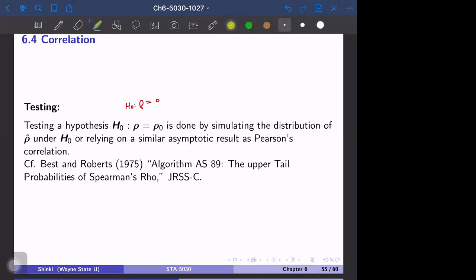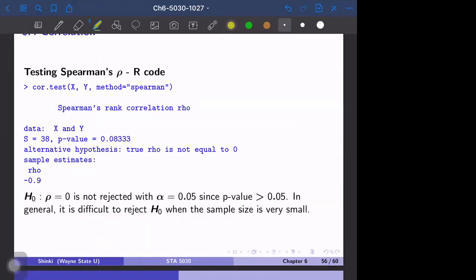But for the general case, rho is equal to rho naught. If you want to test this, we need a more complicated simulation, and this paper describes the method. In R, we can still use the cor.test function to test Spearman's rho. Last time we used cor.test for the Pearson's correlation, but you can specify method equal to Spearman, then we can test Spearman's rho. So the S statistic appears here and the p-value is here. The p-value is 0.0833. So we cannot reject the null hypothesis that rho is equal to 0.